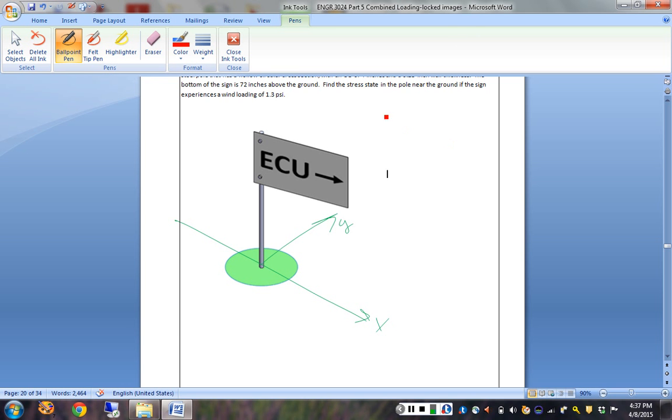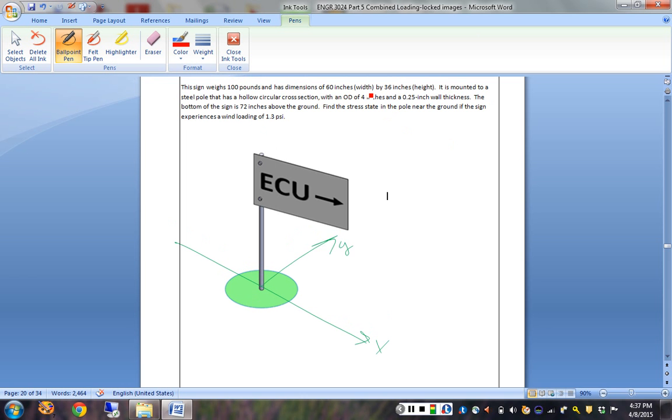What all's going on? The weight of the sign. The weight of the thing, where does the weight of the thing act? Through the center of mass. We're going to assume that it's a homogeneous thing. So we have a force due to weight. And we've got the wind force.